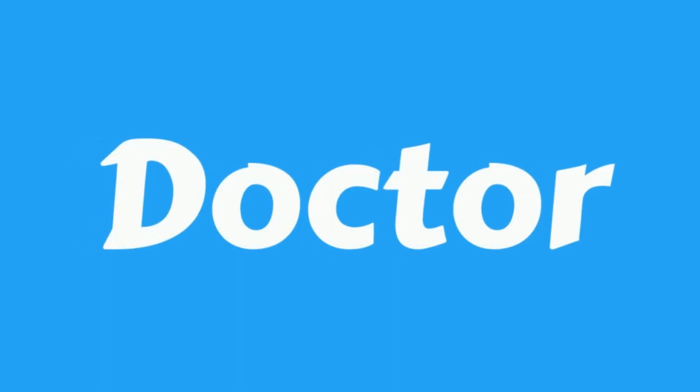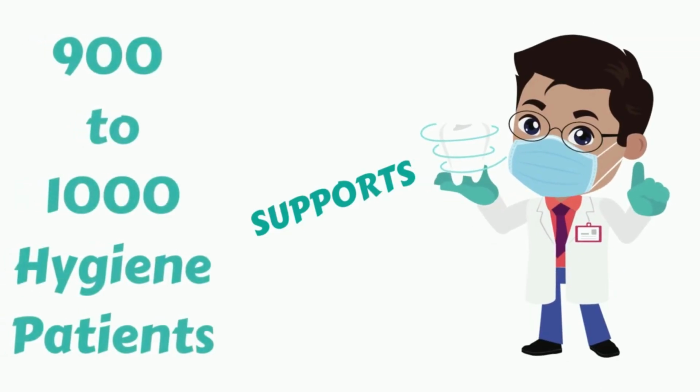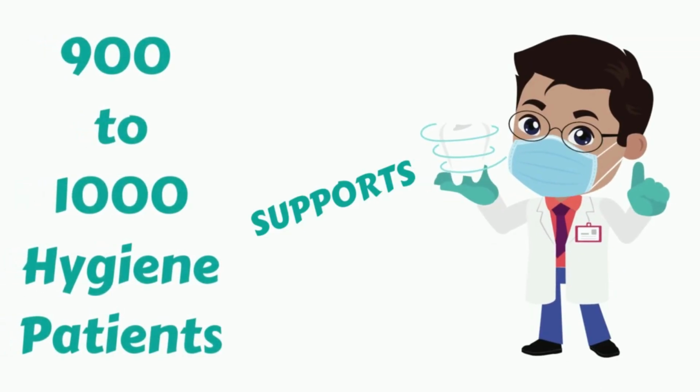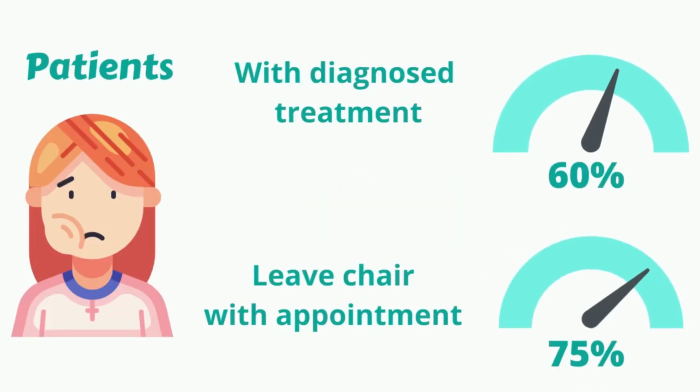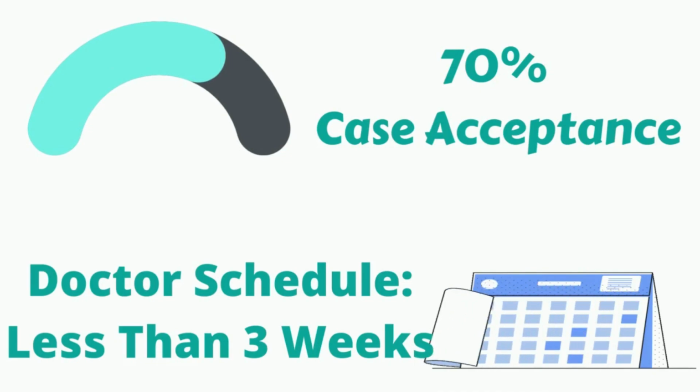Next is doctor production. Typically, about 900 to 1,000 hygiene patients can support a single doctor's production. About 60% should have some form of diagnosed treatment, and 75% of these patients should be scheduled for treatment appointments while they are in the office to increase the chances that this treatment is seen through. Case acceptance ideally would be about 70%, and there are some things we'll go over in the future to help increase this number.